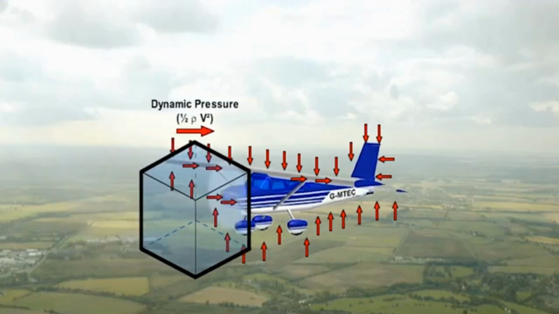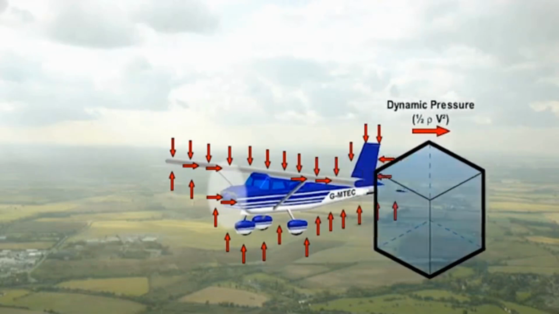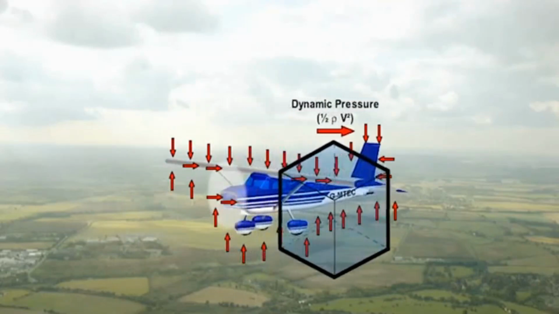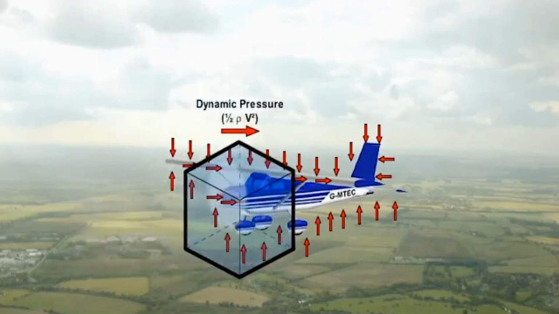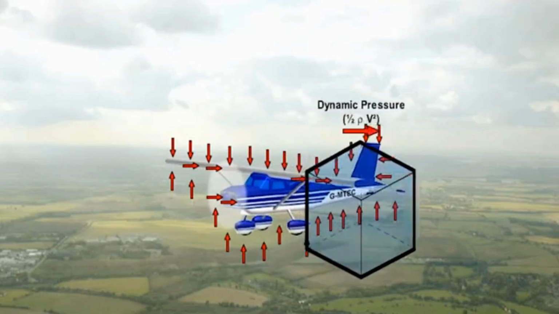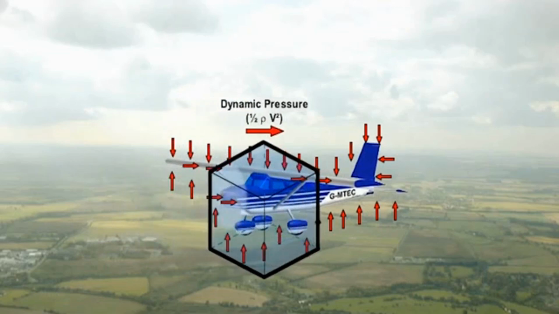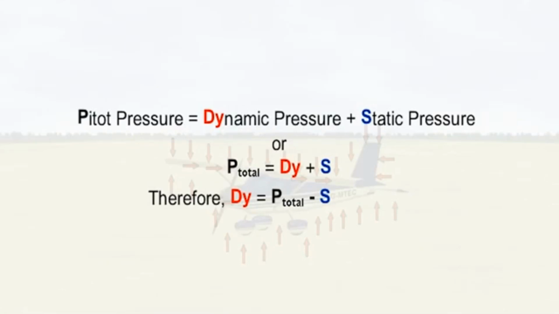Earlier in this lesson, we learnt that whereas an aircraft on the ground in still air is subject only to static pressure, the leading edges of the aircraft in forward flight are subject to an additional pressure which we called dynamic pressure. This results in a total pressure on the leading edges of dynamic pressure plus static pressure, which we called pitot pressure. Expressed as a formula, it looks like this. Pitot pressure equals dynamic pressure plus static pressure, or P equals dy plus S.